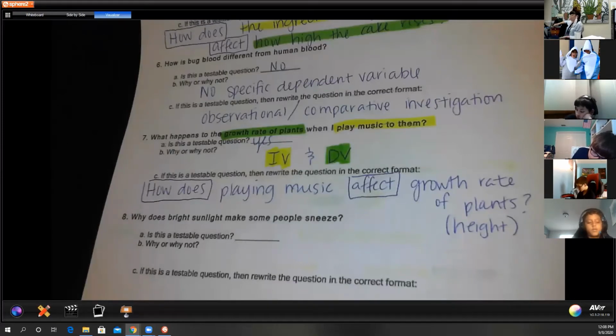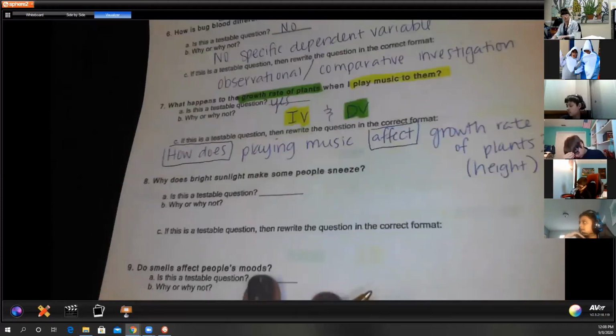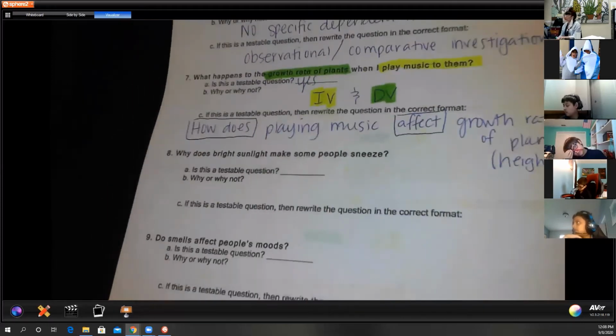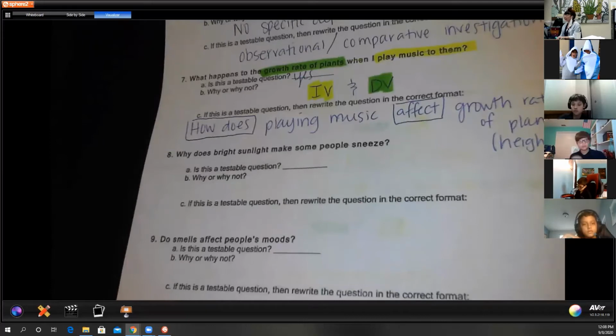What else? Kyle? I forgot what the word was, to make it so it's for sure consistent, right? To make it consistent, to make our research valid, which means that it's truly measuring what it's supposed to be measuring. Very good. What about this one? Why does bright sunlight make some people sneeze? Is that testable? Does that have an IV and a DV?